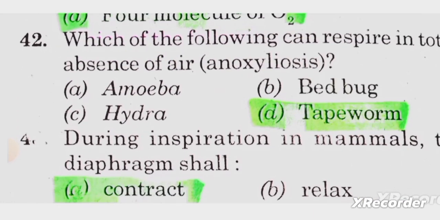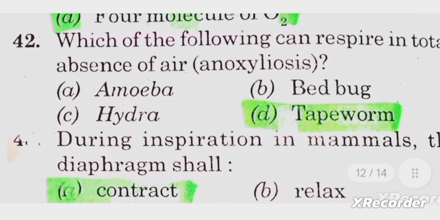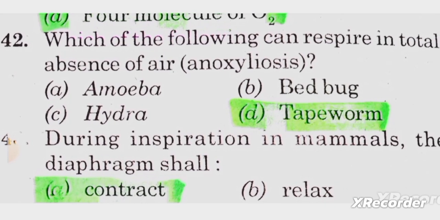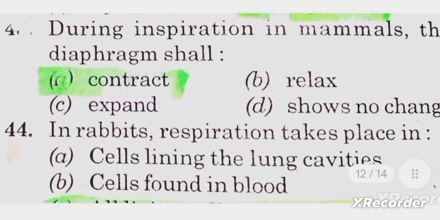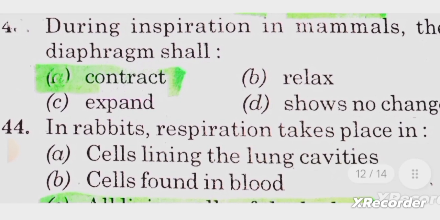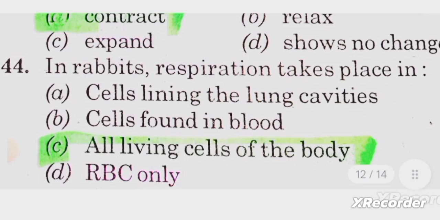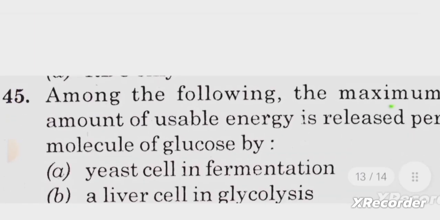Next, 42. Which of the following can respire in total absence of air? Answer D, tapeworm. 43. During inspiration in mammals the diaphragm shall answer A, contract. 44. In rabbits respiration takes place in all living cells of the body. Next, 45.